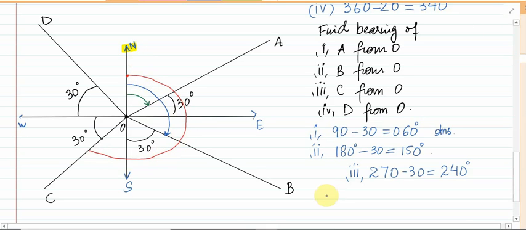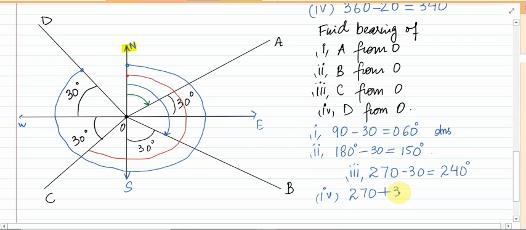Now the last part. In your last part, again the same scenario, starting from the north, driving my car, and covers 90, covers 180, covers 270, and now I need an extra 30 degrees to reach the point D. So it will be 270 plus 30 degrees, that is 300 degrees.